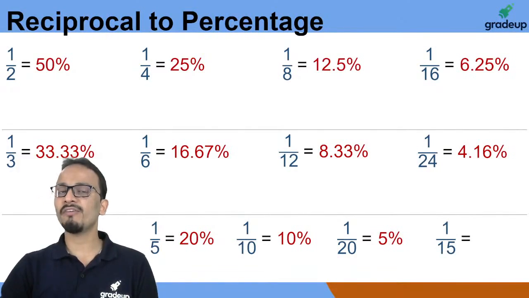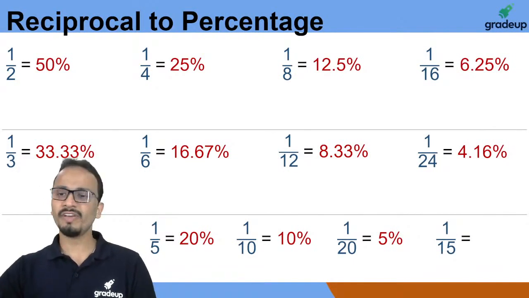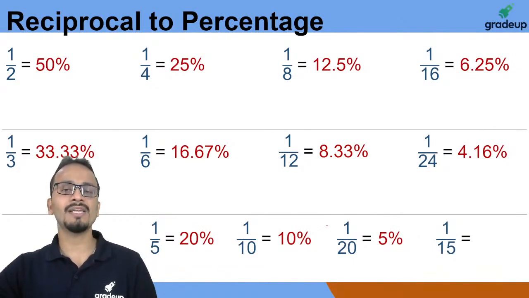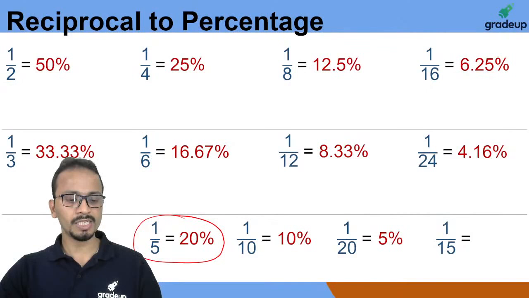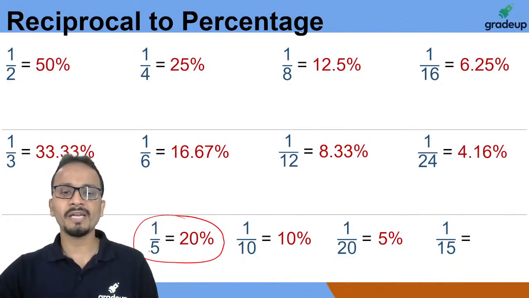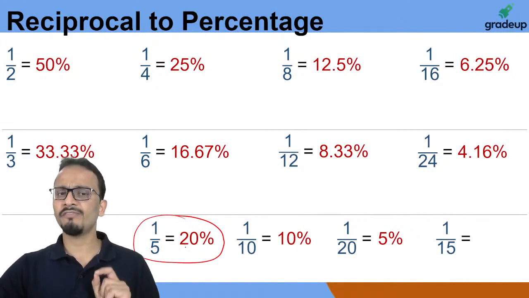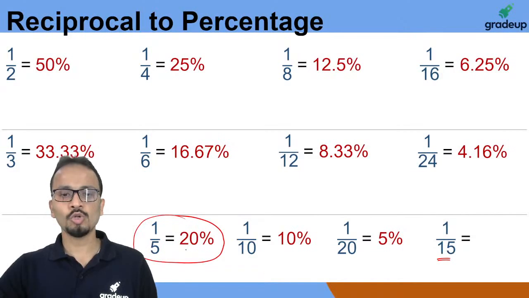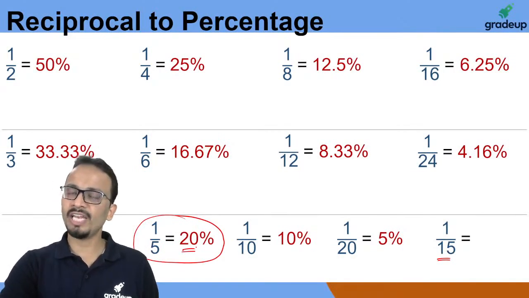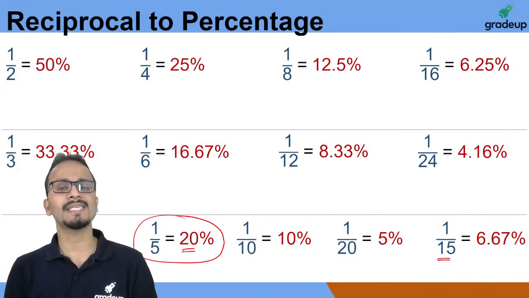And 1 by 15. Now how to derive 1 by 15? One way is to multiply it by 100 and calculate the value of 100 divided by 15. Otherwise you can relate 1 by 15 with the value of 1 by 5. So 1 by 5 when divided by 3 will result in 1 by 15. So 20 when divided by 3, the value will be 6.67.